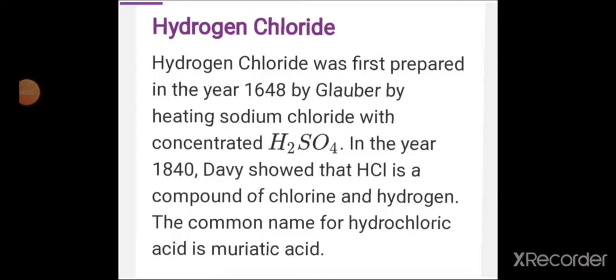Then next to this is hydrogen chloride. Hydrogen chloride was first prepared in the year 1648 by Glauber by heating sodium chloride with concentrated sulfuric acid. In the year 1840, Davy showed that this HCl is a compound of chlorine and hydrogen. The common name of hydrochloric acid is muriatic acid.